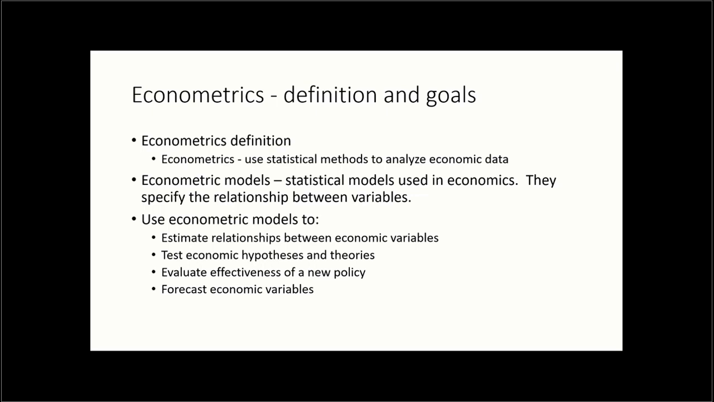So we have a fancy name for these statistical models. We call them econometric models. They basically specify the relationships between the variables. So we typically have one dependent variable, the variable that we try to explain, and several independent variables. So that is true across most models that we will talk about later on.